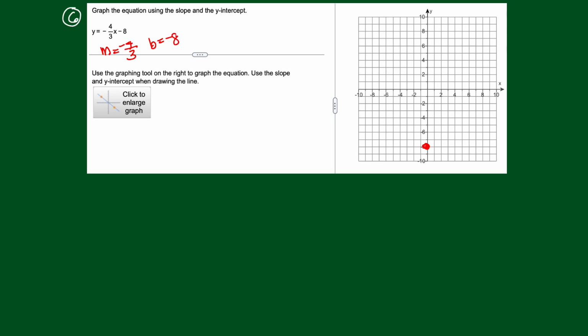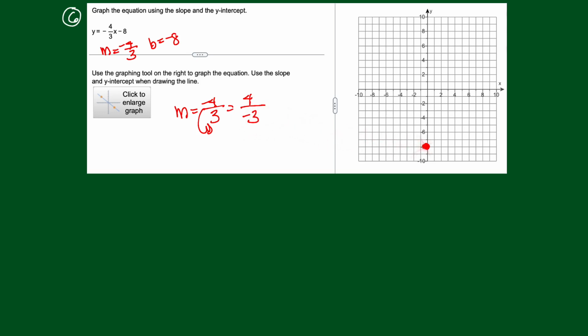Now the slope is -4/3. So starting at that point, I'm going to go to the right 3, down 4. All right, so we'll do this thing again that we did in the last problem, if you remember that. We'll go to the right 3, down 4, but that puts us off the graph. So why don't we do it this way here? The slope is -4 over 3, but we can write that as, put that negative on the bottom, +4 over -3. And then what we can do is start at that y-intercept and go to the left 3, up 4.